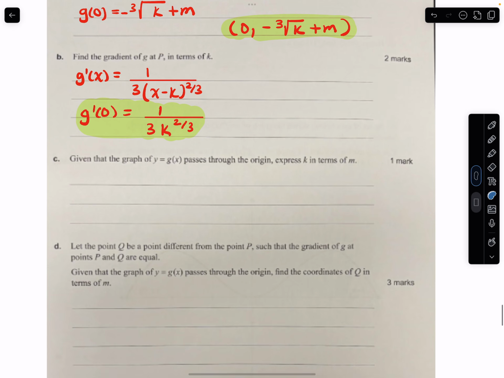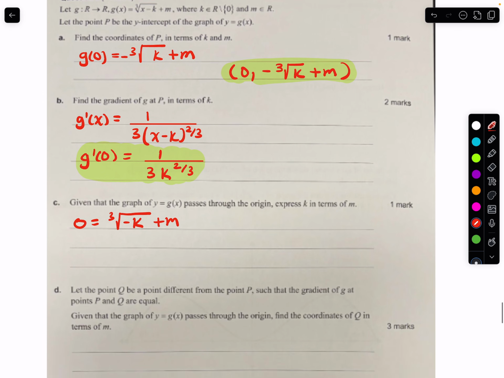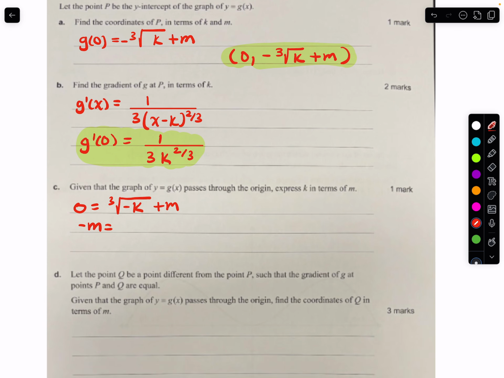Okay, next question. Given that the graph of g of x passes through the origin, express k in terms of m. Really easy, just sub in 0, 0. That's sub in 0, 0, so that's going to be 0 cubed. Okay, so if that's 0, it'll be negative k plus m. So what we're solving is k. Express k. So bring that negative m to the other side.